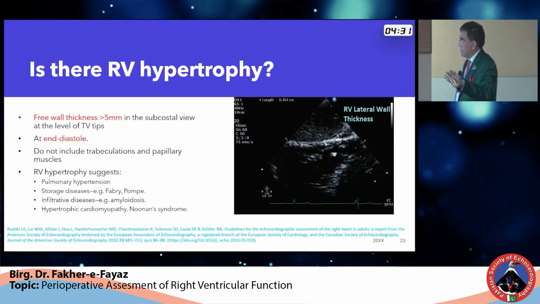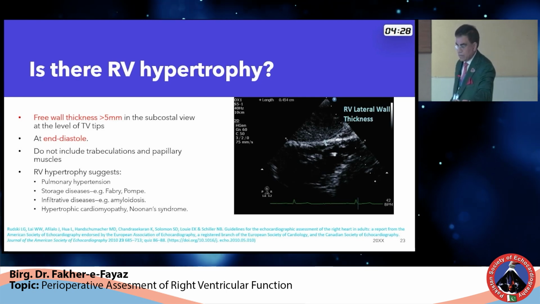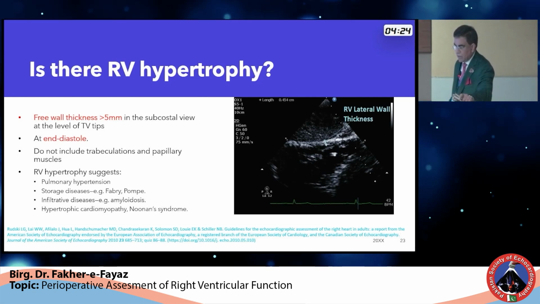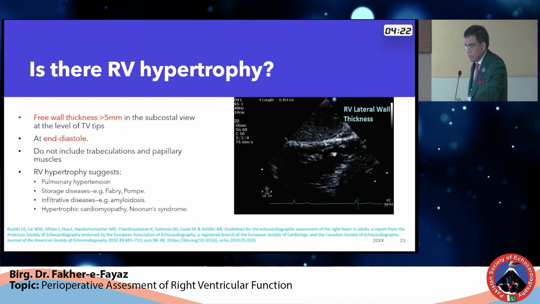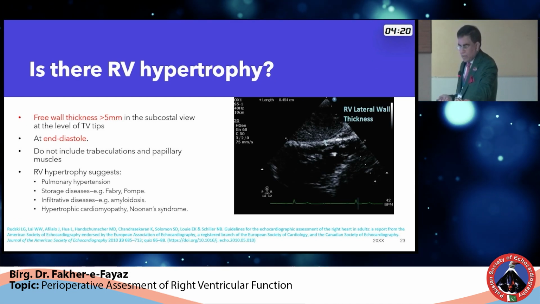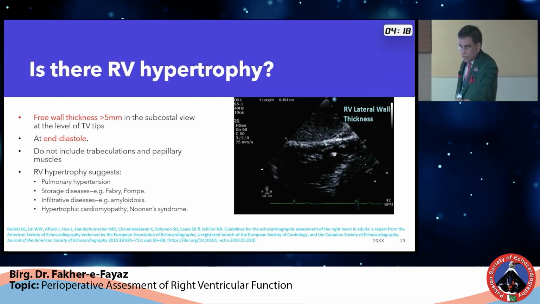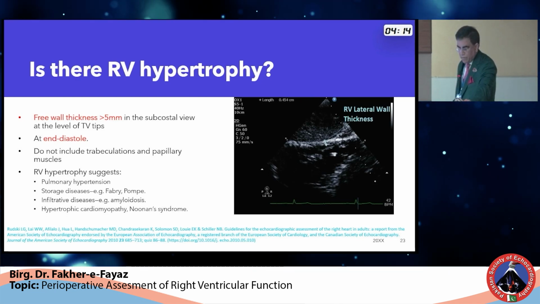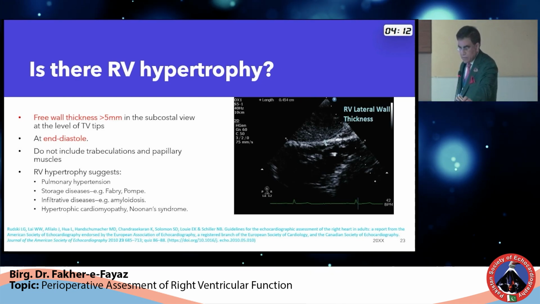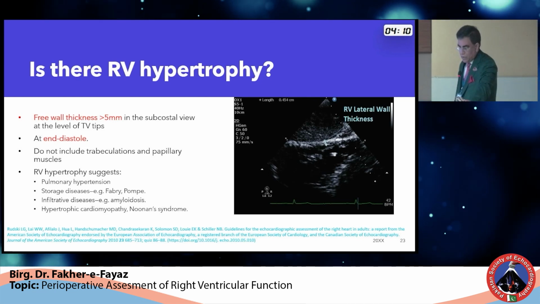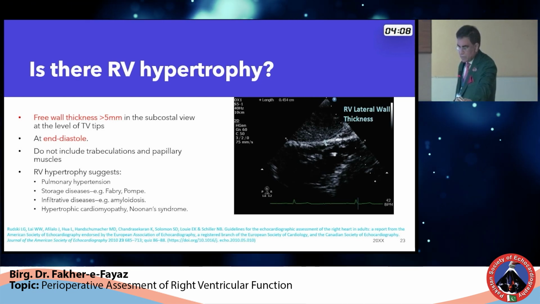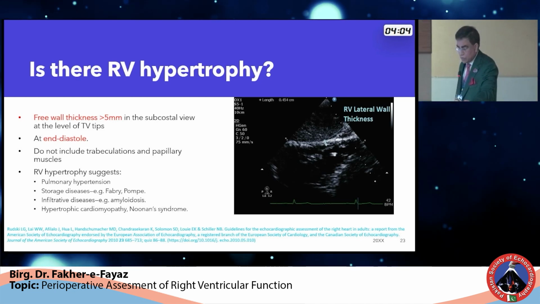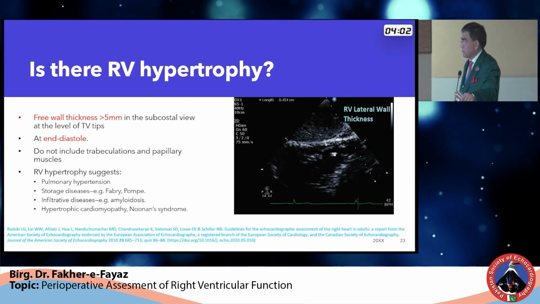So when we have assessed the systolic and diastolic function, now we want to narrow down our differential diagnosis, so we go for hypertrophy. It is done at end diastole: free wall thickness more than 5 millimeters at the tips of the tricuspid leaflets at end diastole. Do not include trabeculations and papillary muscles. So if it is more than 5 millimeters, it is hypertrophy, and it shows pressure overload.